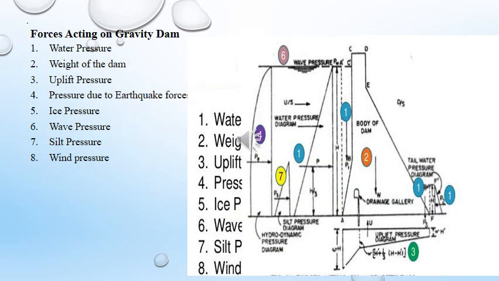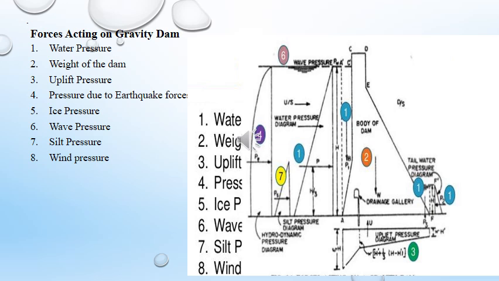Now, again here, it shows with the help of this diagram the different forces acting on the gravity dam. Here number 1 is the water pressure. Now this water pressure shows on the upstream side, horizontal as well as vertical. The horizontal is the hydrostatic, but the vertical force will be acting when the upstream face is inclined.